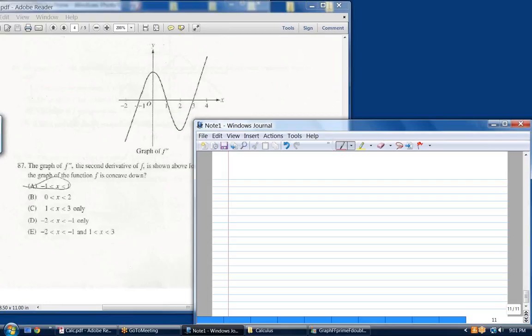Well, clearly to the left of -1 it's negative. That means the original function is concave down. It's concave down here. It's concave down there. So certainly between 1 and 3 it's concave down. And when x is less than -1, it's concave down. So it's answer E. X being less than -1, which is what that says, or x is between 1 and 3, which is the second part of it. Okay.